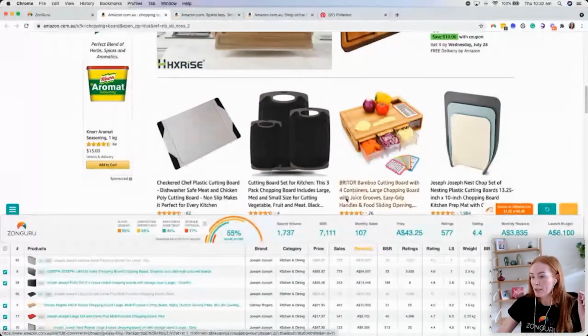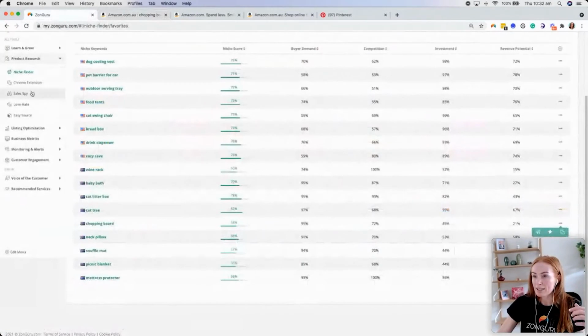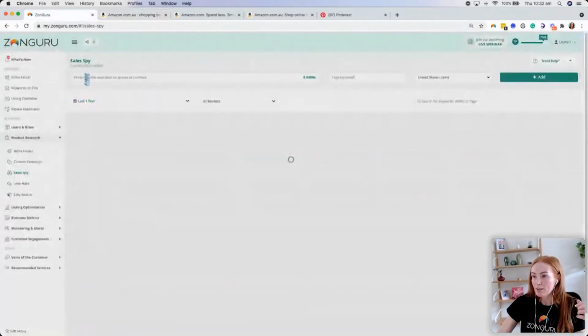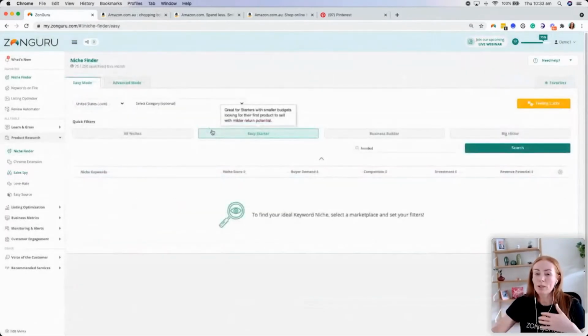From here, maybe I would want to add this to Sales Spy to see how it's tracking over time. I can do that by just clicking the little plus icon, or if I wanted to copy their ASIN, I can do that and manually put it into the ZonGuru tool. So Sales Spy is the next step up here. That's where you just enter your ASIN, click add, and it will start generating that look back approach for you. So that is Niche Finder.